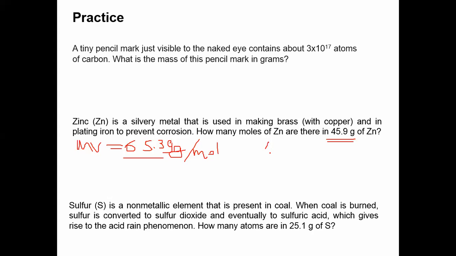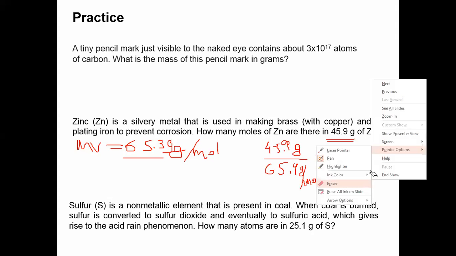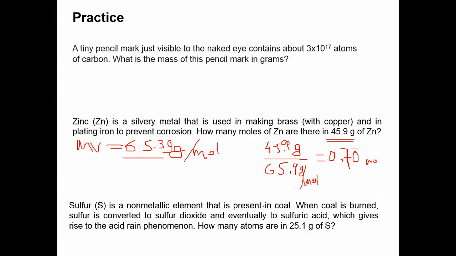So if you divide 45.9 gram over 65.4, say, gram per mole. So what is the number here? 0.70. 0.17, right? You say 70. 70. Okay, 70. Okay, thanks. So what is the unit for this? Moles. Right, exactly. It's gonna be moles. Okay, so it's clear this one, right?